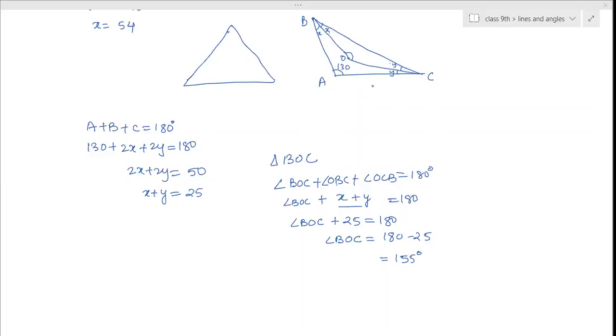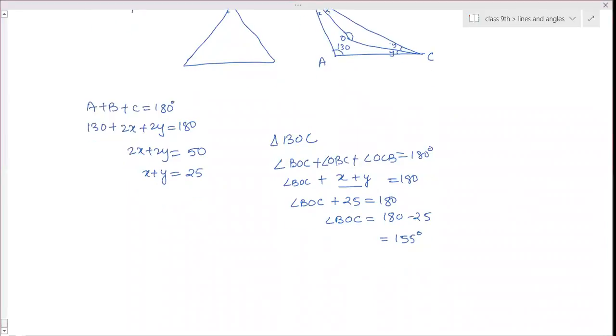Okay. Any other doubts? Ma'am, I have doubt in question number 7. Question 7. Okay. So we have solved this, this one NCERT question.